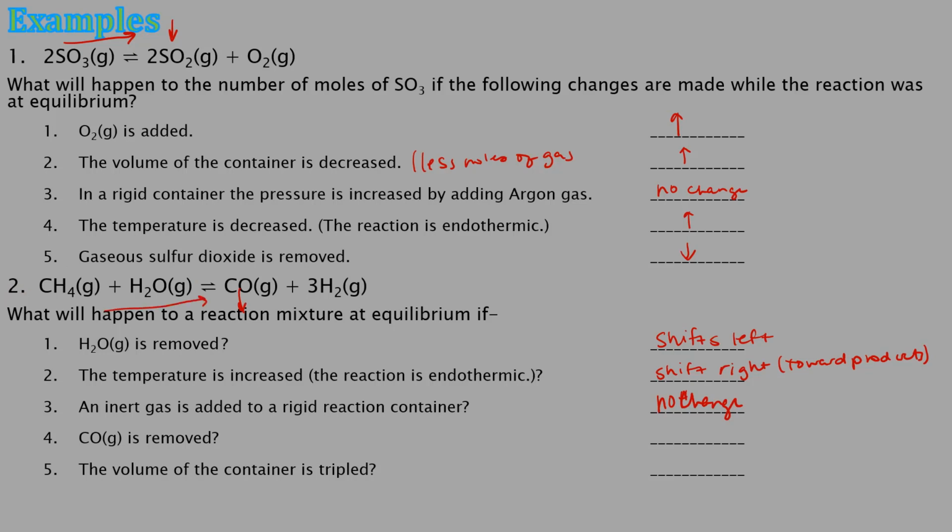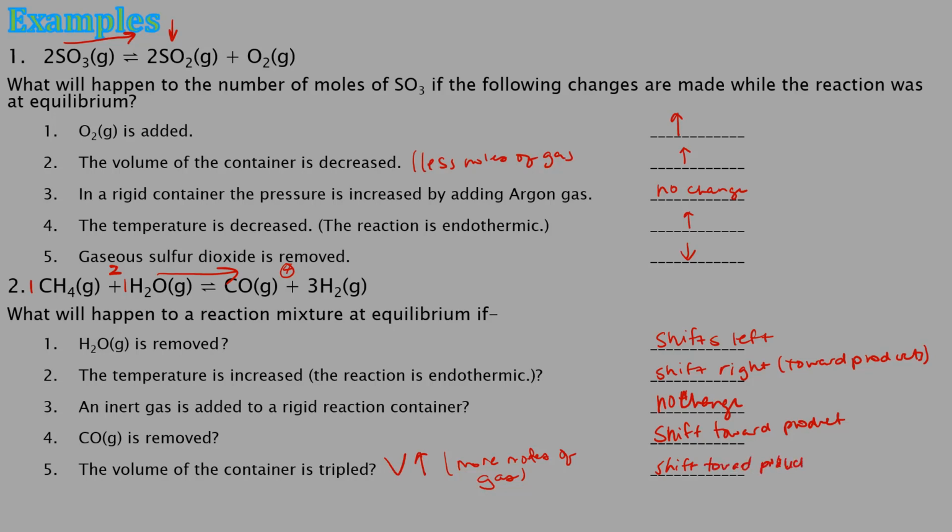And so shift toward product. And the volume of the container is tripled. So volume is increasing. So it moves to the side with more moles of gas. And we've got 2 moles of gas here. We've got 1 and 1. So there's 2 moles of gas. And then we've got 4 moles of gas, so it's going to move to the right, shift toward product.